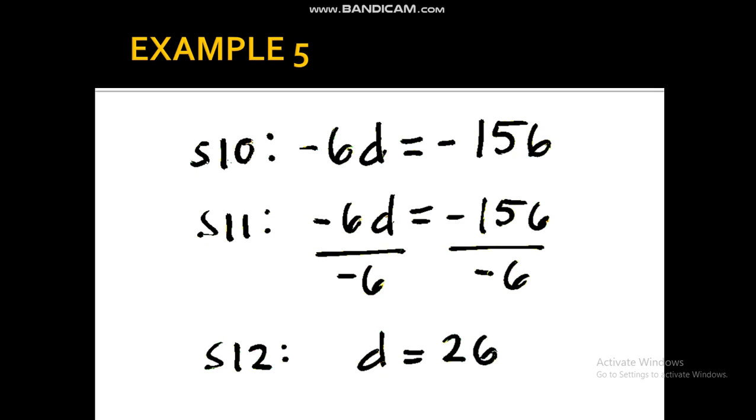Step 10, the same. We have the monomial negative 6d in the left hand side. You also have the single monomial negative 156 in the right hand side. Step 11, I divide both sides of the equation by negative 6 to solve for d, and there it is. In step 12, we have the answer for d, that is d equals 26.